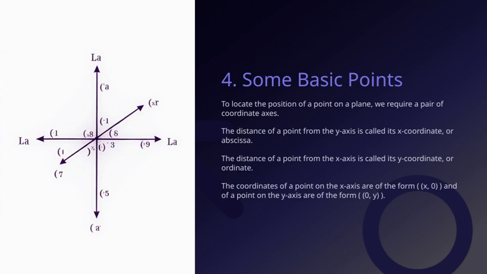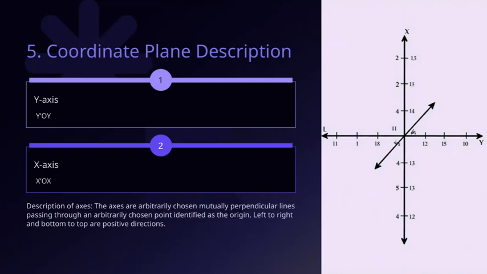To find the exact position of any point on the plane, we need both of these values, both the x and y coordinates, so we use a pair of axes. This pair of axes helps us locate any point precisely on the plane, which is fundamental to understanding and working with graphs and geometric figures. Now let's take a closer look at the axes.